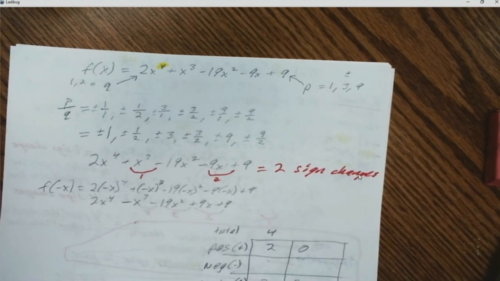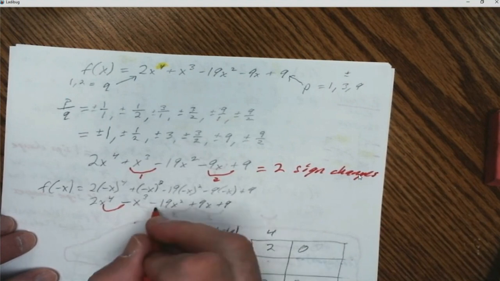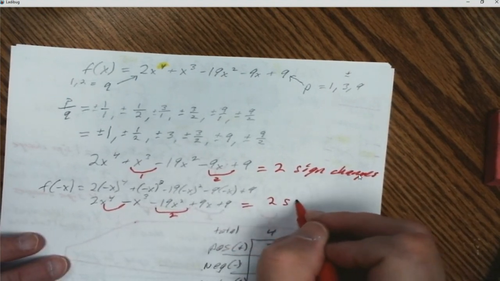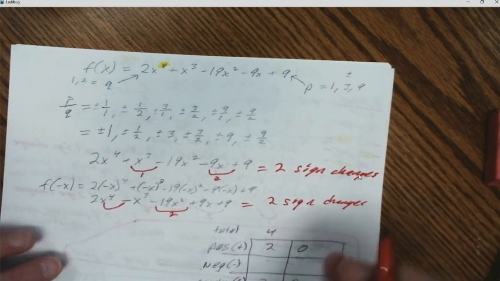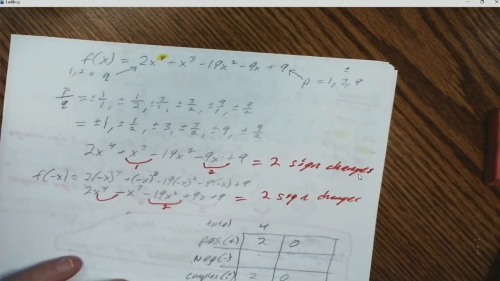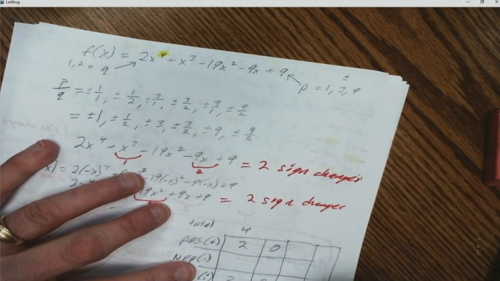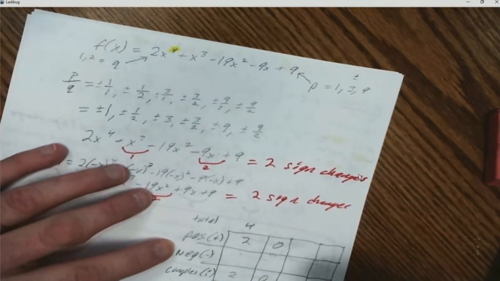So how many sign changes? Positive to negative, there's 1. Negative to positive, there's 2. So we have 2 again. So, yeah, we're going to have to add more columns on there, I think. May even need more than that.